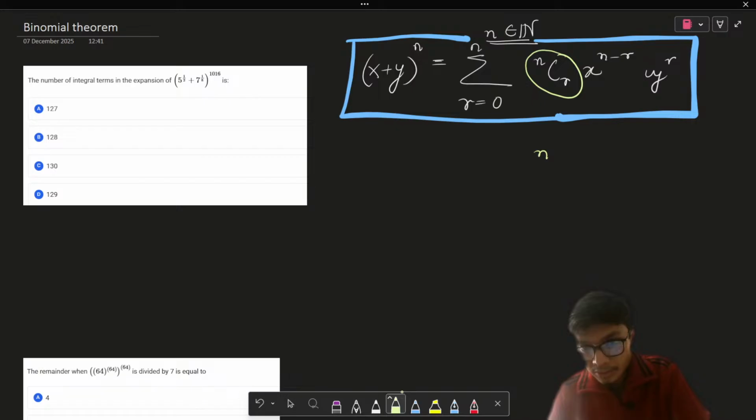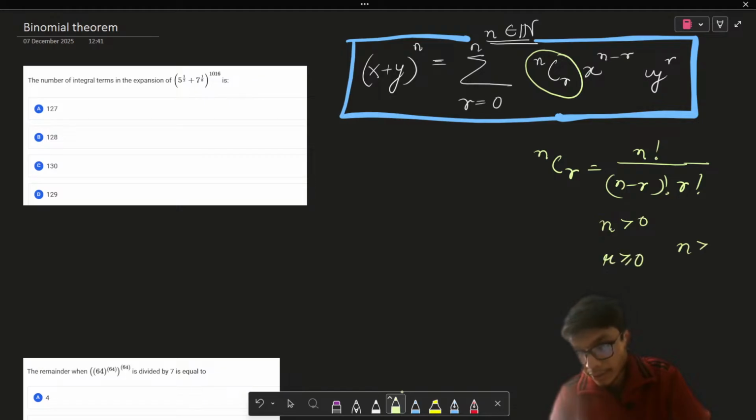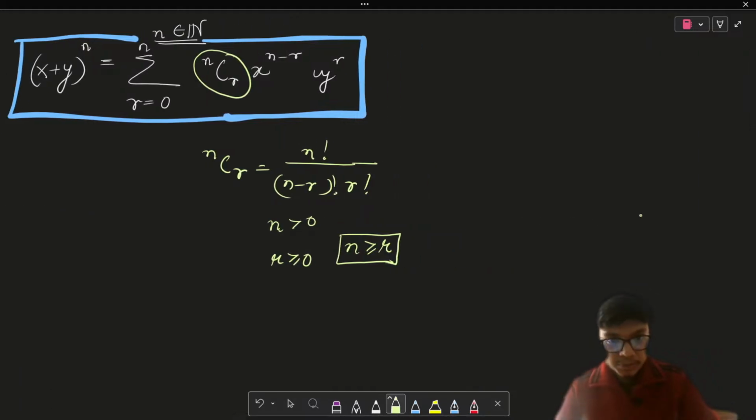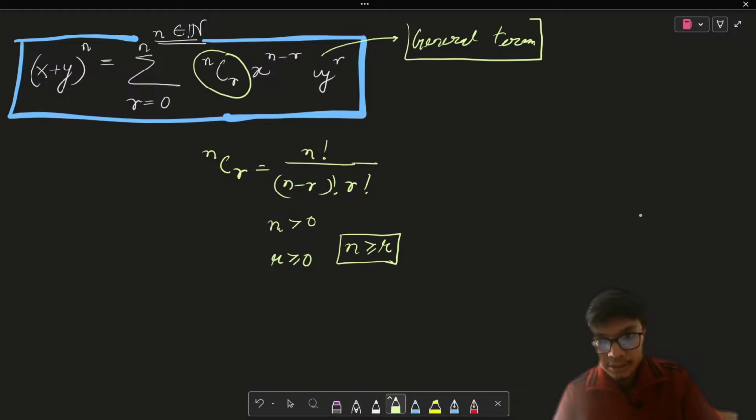So nCr is equal to n factorial upon n minus r factorial upon r factorial, where we should have the following conditions: n should be greater than 0, r should be greater than or equal to 0, and also n should be greater than or equal to r, right? So all these conditions should be satisfied if we have to discuss the binomial expansion, right? Now apart from this, we also need to understand what we also call the general term. So this is something which we also call the general term.